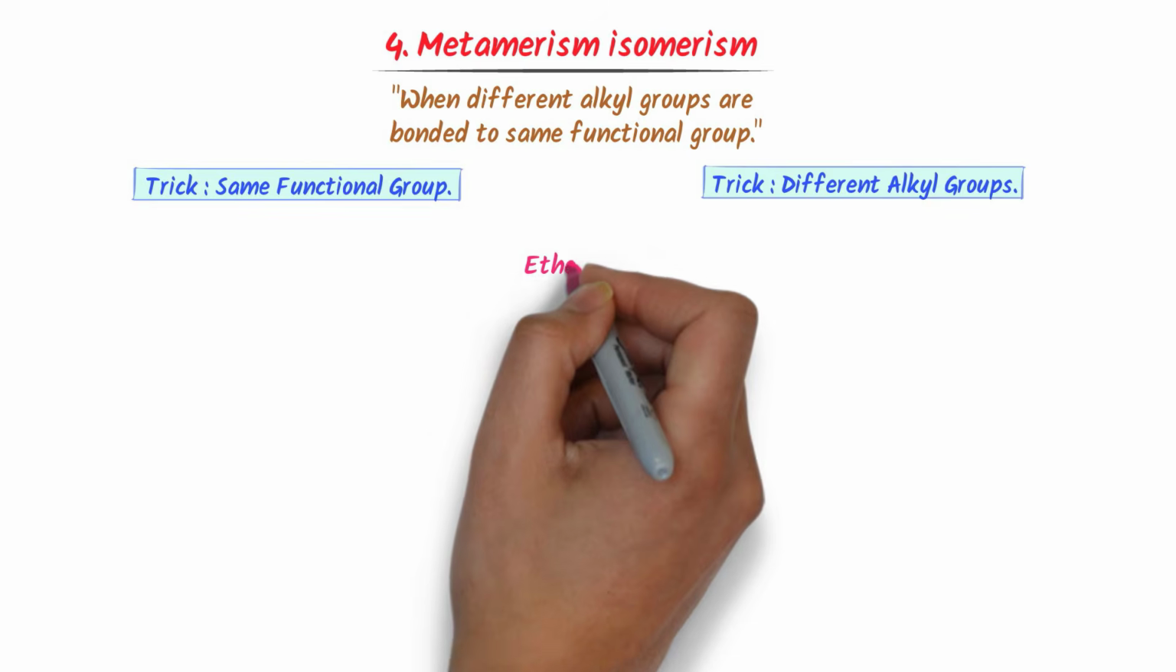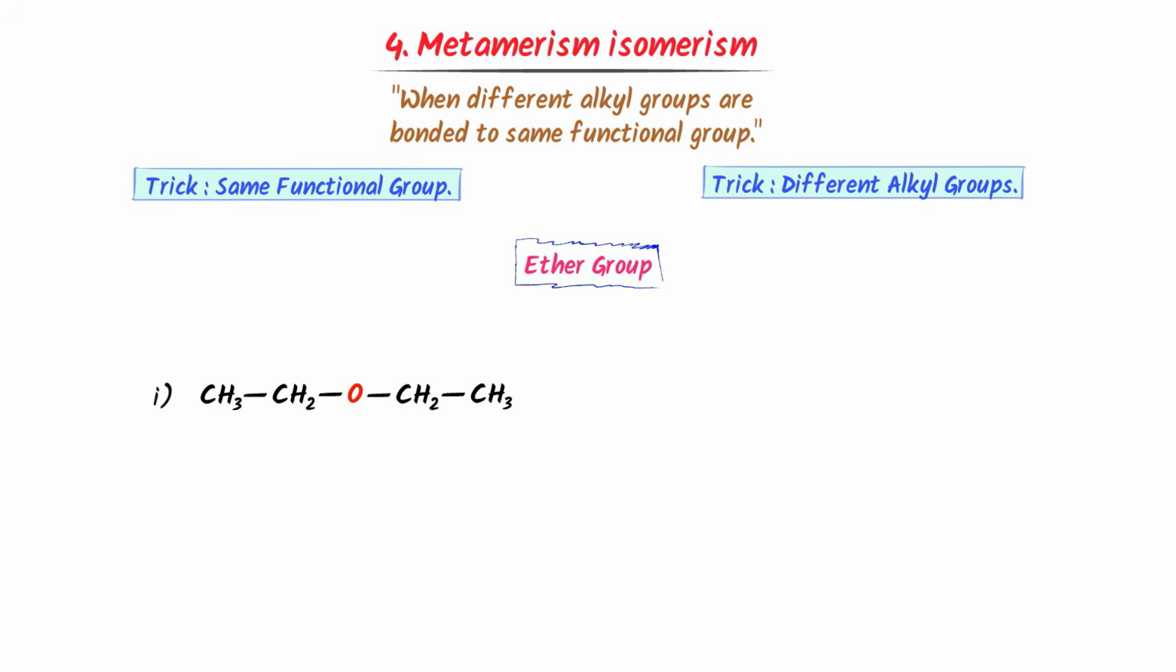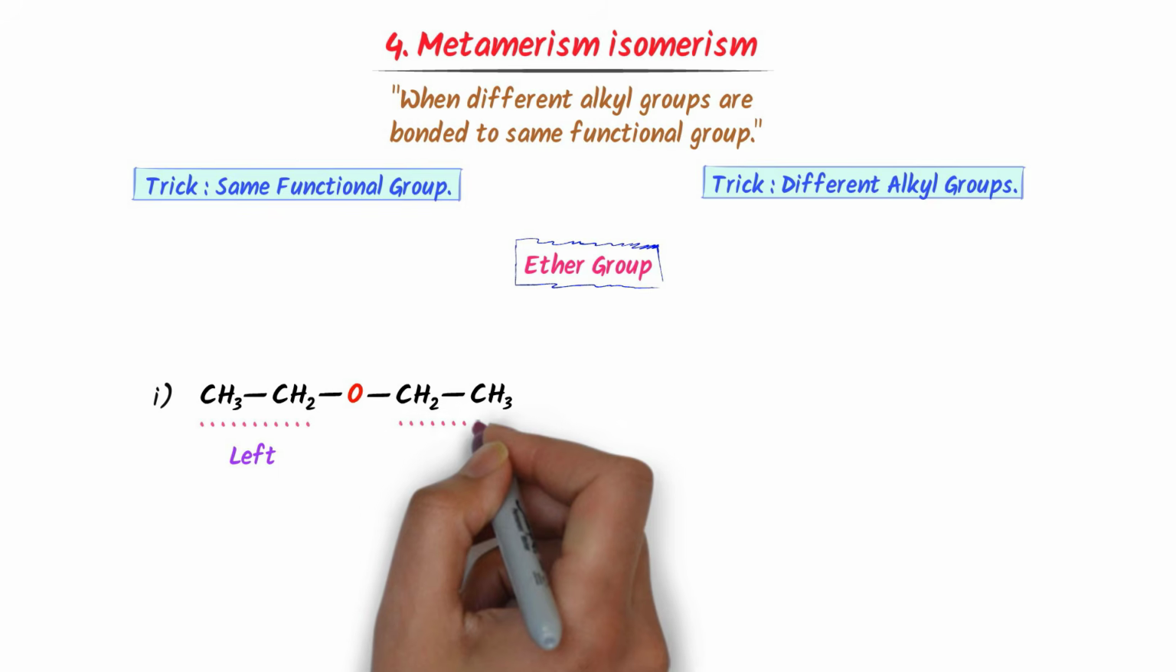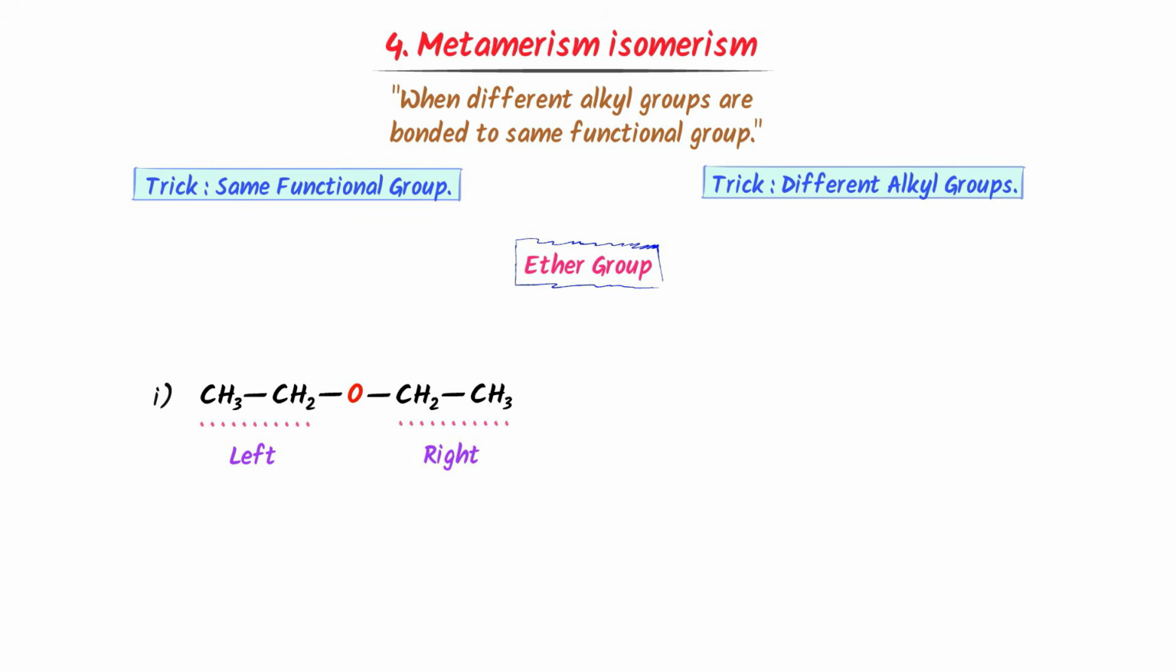Now consider the ether functional group. The ether group is R dash O R dash. Here, let this be the left hand side of this ether and this be the right hand side of this ether.